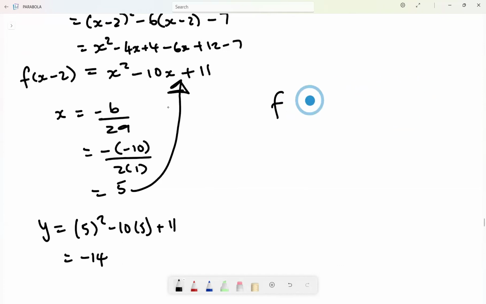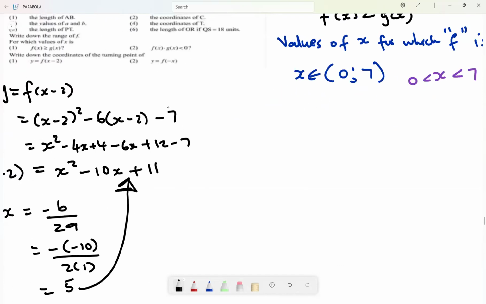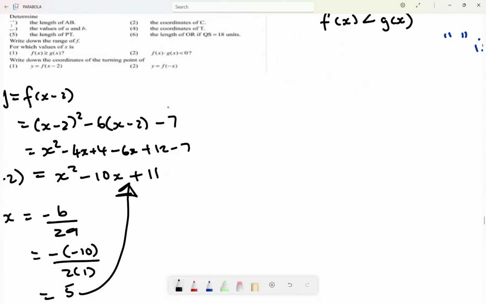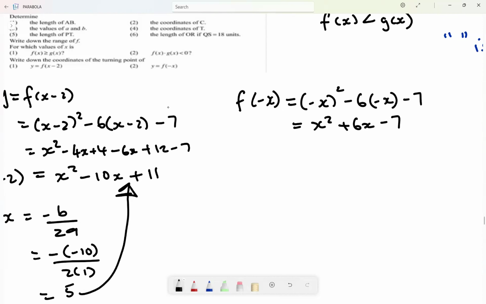Again, also the same thing applies for this one when they want what? f of -x. f of -x tells you where you see x, you have to put minus. But you should be careful how you put your minus. -x squared minus 6 into -x, minus 7. So you just substitute, and when you substitute, put a bracket. Here it's going to result to -x squared plus 6x minus 7.